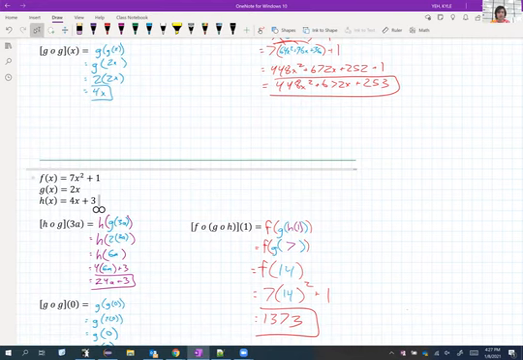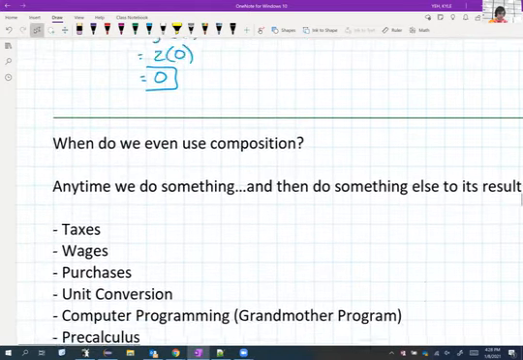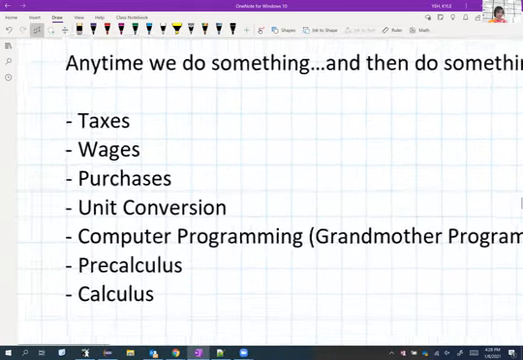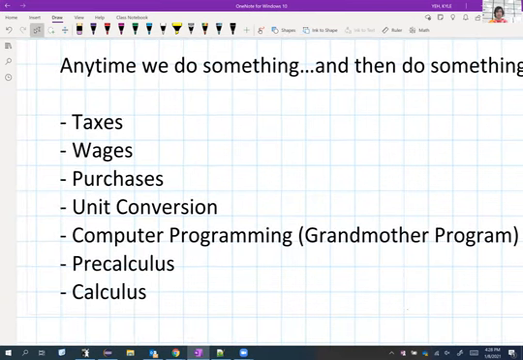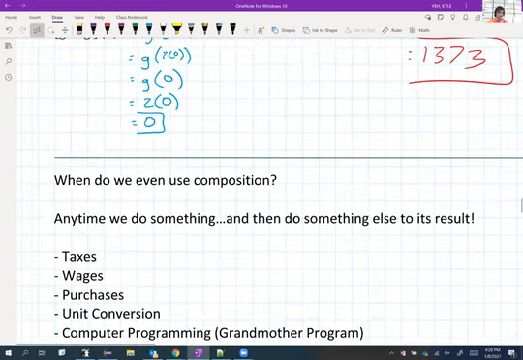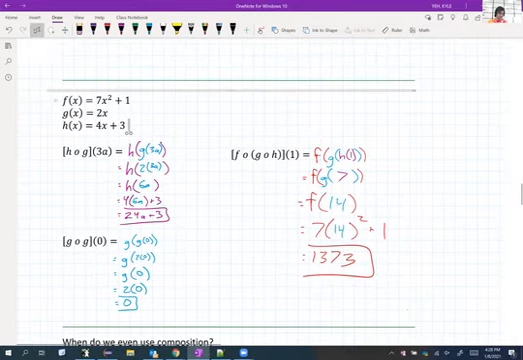But when do we use composition? Composition is actually used a lot more than you think. Any time that we do something and then take its result and use it to do something else, that's what we're doing with composition. So anytime we're talking about taxes or wages, purchases, maybe something's on sale and we have to apply that and then apply tax, unit conversion in the sciences, computer programming, pre-calculus, calculus, higher branches of math. So composition is definitely well worth figuring out and mastering.